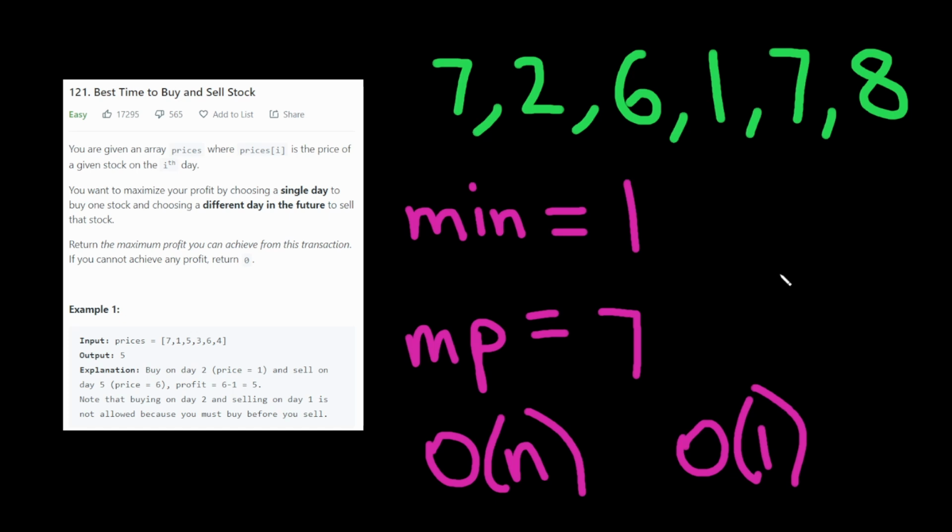And you can imagine the case where if you didn't find any numbers greater than the current minimum, the maximum profit returned would be 0. And that's really all there is to it.